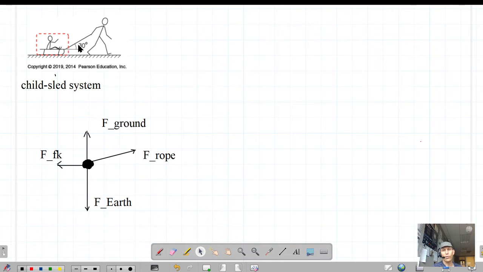The rope makes an angle of 30 degrees. The child and the sled are surrounded by this dashed orange line. That represents the fact that they're a system together that we're interested in. We could call it the child sled system.